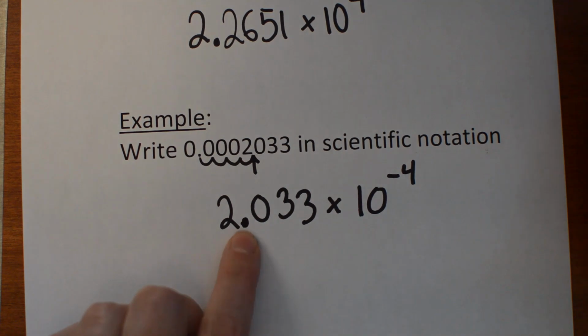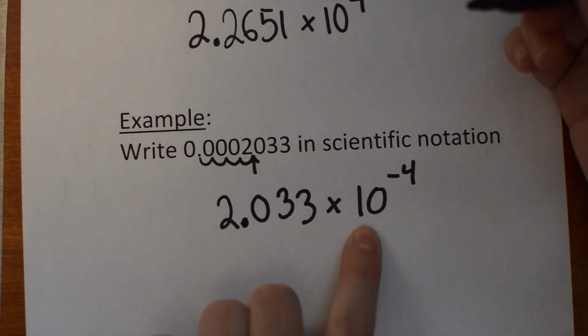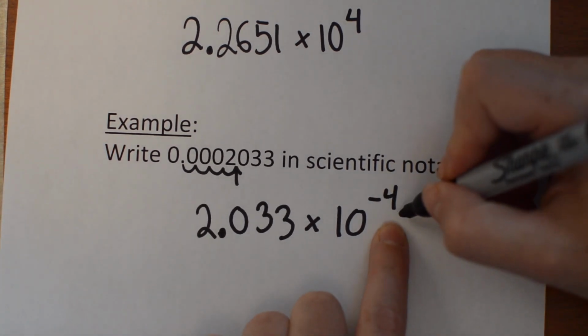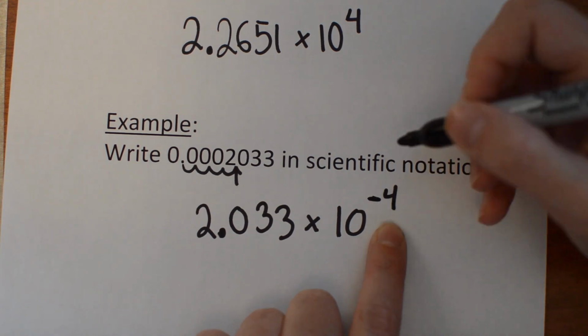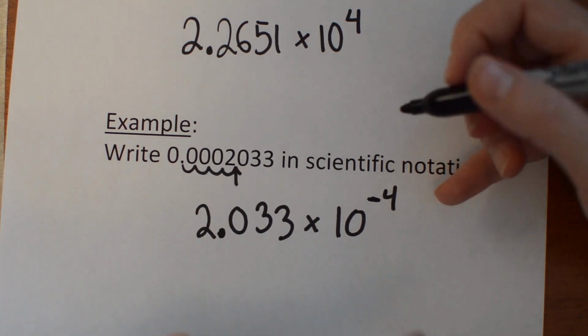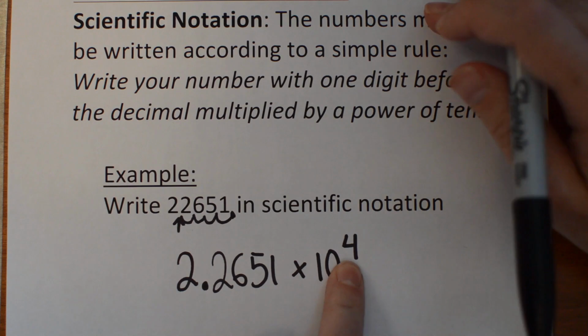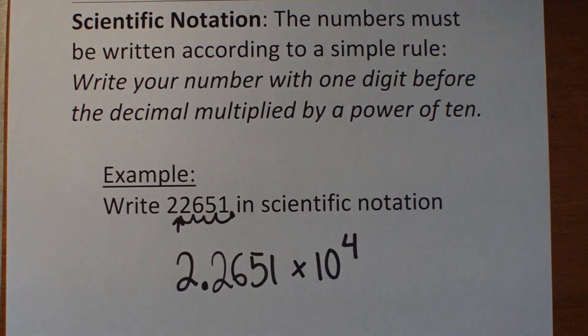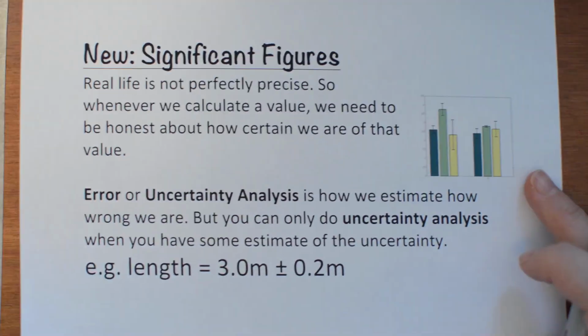So again, single digit before the decimal, write out the rest of the number. And the exponent here is just going to be how far you have to slide your decimal. It's negative if you have to go this way, like if it's a decimally number. It's positive if you have to go this way, like if it's a big number. Cool, that's scientific notation. All right, significant figures.